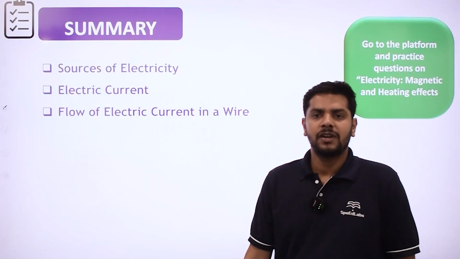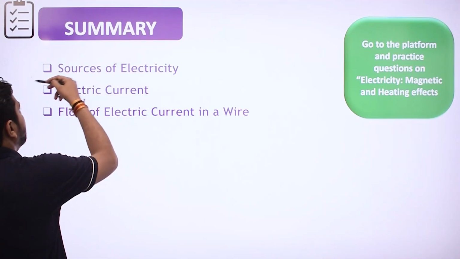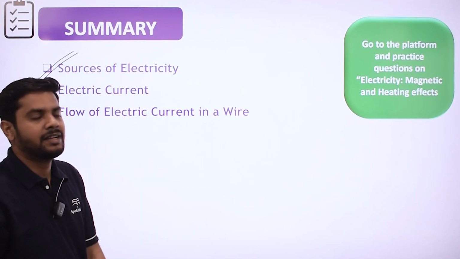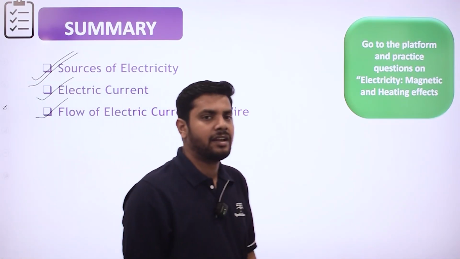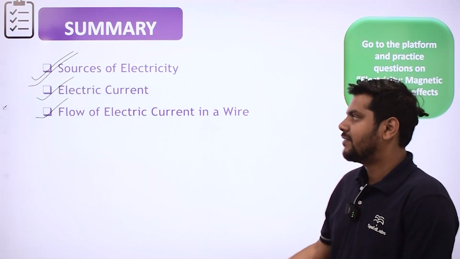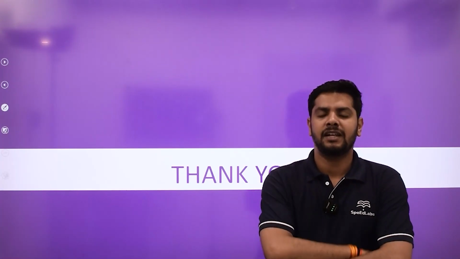So that will be all, students. Let's summarize what we have learned today. We started our chapter by learning about sources of electricity. After that, we talked about electric current, the flow of electric current in a wire. So that will be all for today. When we meet again, we will learn some more new points related to the same chapter.